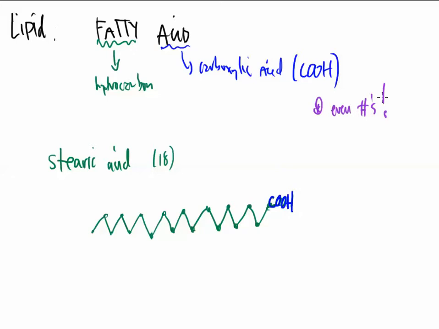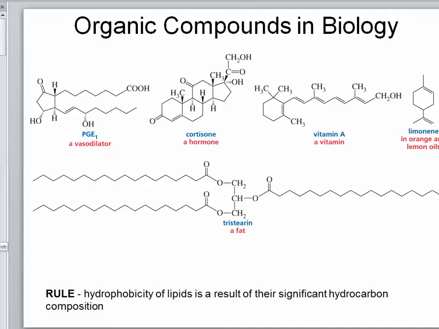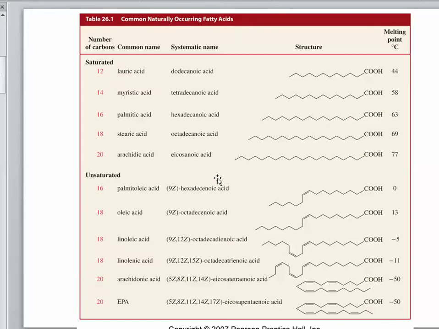If you want to take a look at some of these other examples of the fatty acids that are included, you will have a list of those. And the list is going to look like a chart similar to this one in your textbook. So up at the very top, you will see what we call saturated fatty acids. They're called saturated because they're all single bonds throughout.